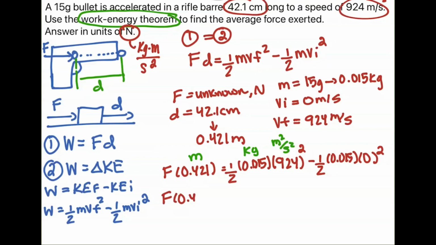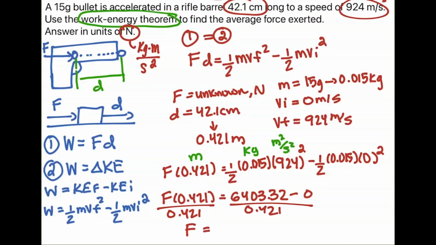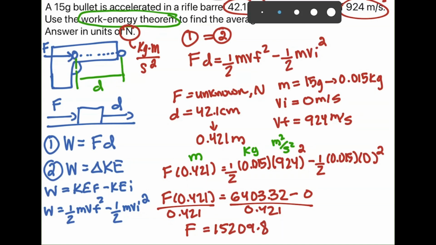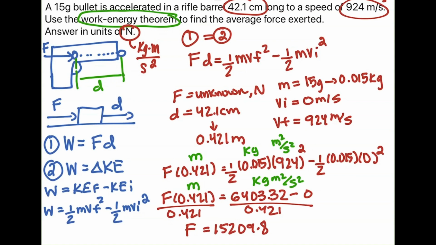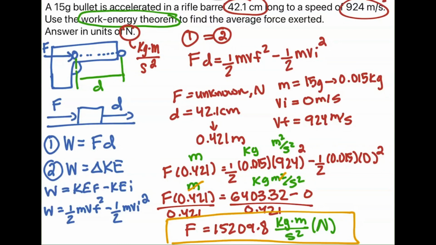So what we will get is force times 0.421 equals 6,403.32 minus 0. Now we just need to divide both sides of the equation, and we get force equals 15209.8. And just tracking our units, this was meters, this was kilograms meters squared per second squared. So you can cancel out the meters, and we're left with kilograms times meters per second squared, also newtons. So that there is our final answer.